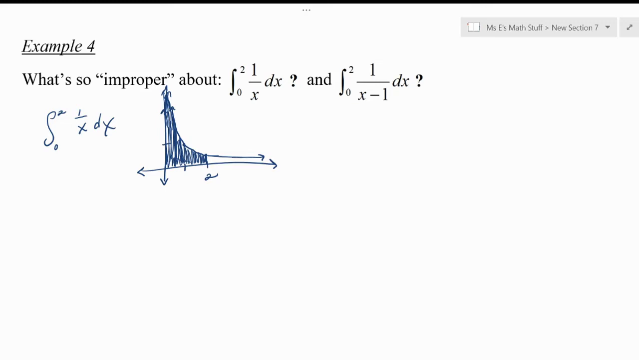So let's talk about how you would set this up. If the integral goes from 0 to 2, the region that we would be finding the area of is all of that region to the right of that lower bound. And so to get this problem set up, you could take the limit as a approaches 0 from the right of the integral from a to 2 of 1 over x dx. There we go. Like so.